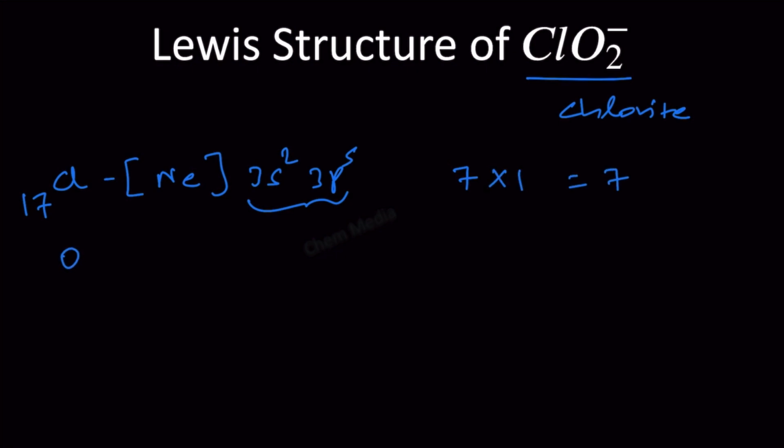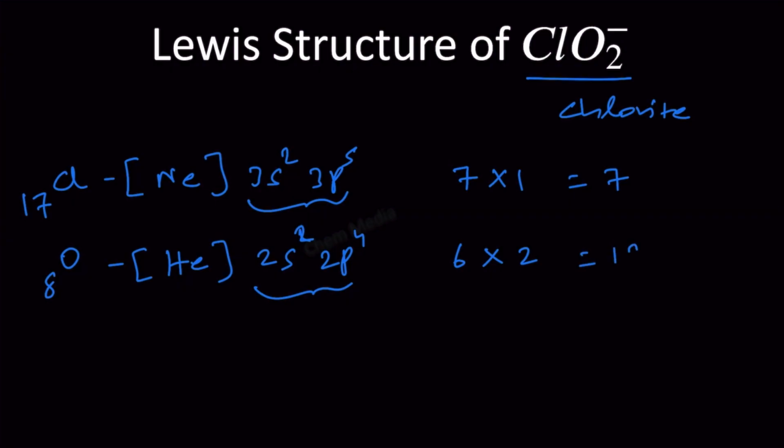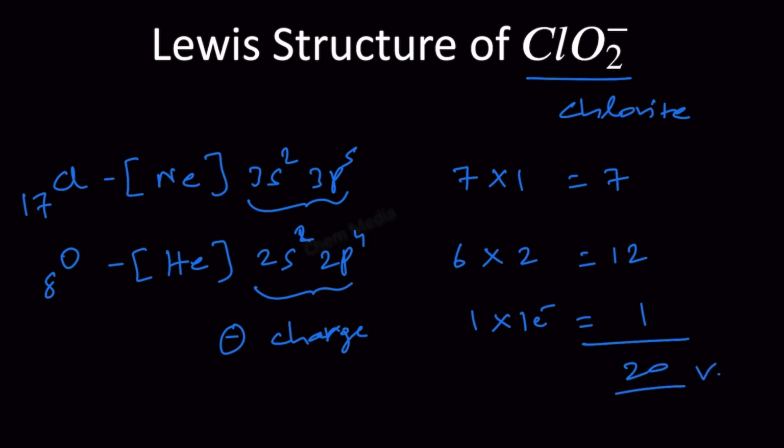Atomic number of oxygen is 8, therefore the electronic configuration is helium, the 1s2 core, and then 2s2 2p4. So we have 6 valence electrons in oxygen, but we have 2 oxygen atoms in chlorite ion, therefore 6 times 2, and that is equal to 12. For the negative charge, we need to count 1 electron, and therefore this is 7 plus 12 plus 1. So in total we have 20 valence electrons in chlorite ion.